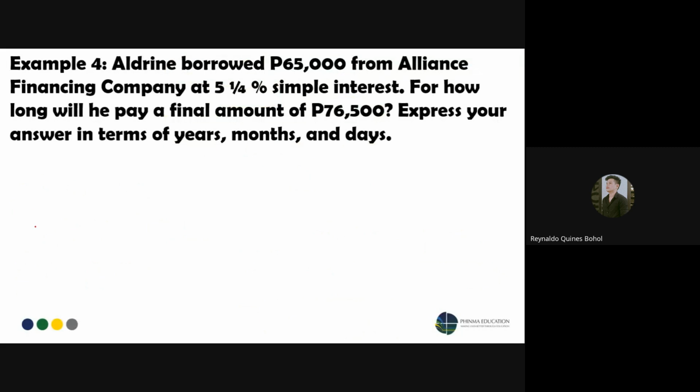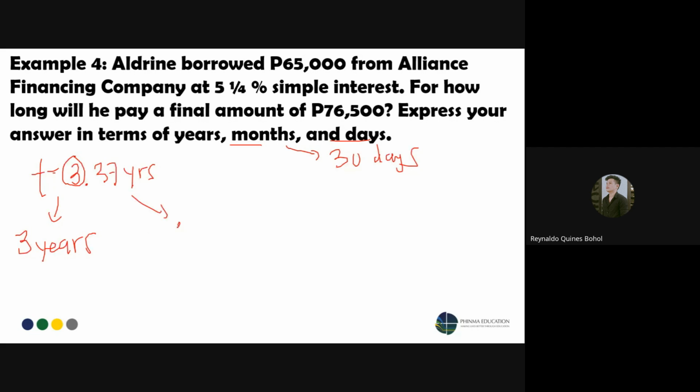So lagay natin dito. So the time is 3.37 years. We're going to convert this one into months and days. Always remember, in 1 month, there is 30 days. So, yung whole number dyan, automatic po 3 years na po yan. Pero, yung 0.37, i-convert natin yung 0.37 ng naka-year pa, i-multiply natin yan sa loob ng isang taon. Meron tayong 12 months. So, what is 0.37 times 12? 4.44. Okay, thank you.